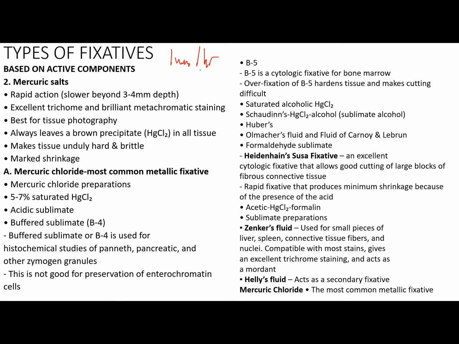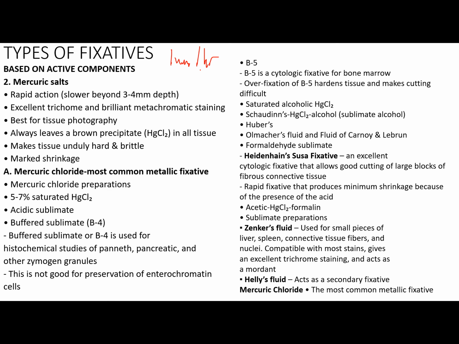Then we have your B5. This is a cytologic fixative for bone marrow. Overfixation of B5 hardens tissue and makes cutting difficult. Saturated alcohol mercuric chloride, Shodin's mercuric chloride alcohol, sublimate alcohol, Huber's Olmacher's fluid and fluid of Carnoy and Lebron, formaldehyde sublimate. Then we have your Heidenhain-Susa fixative.